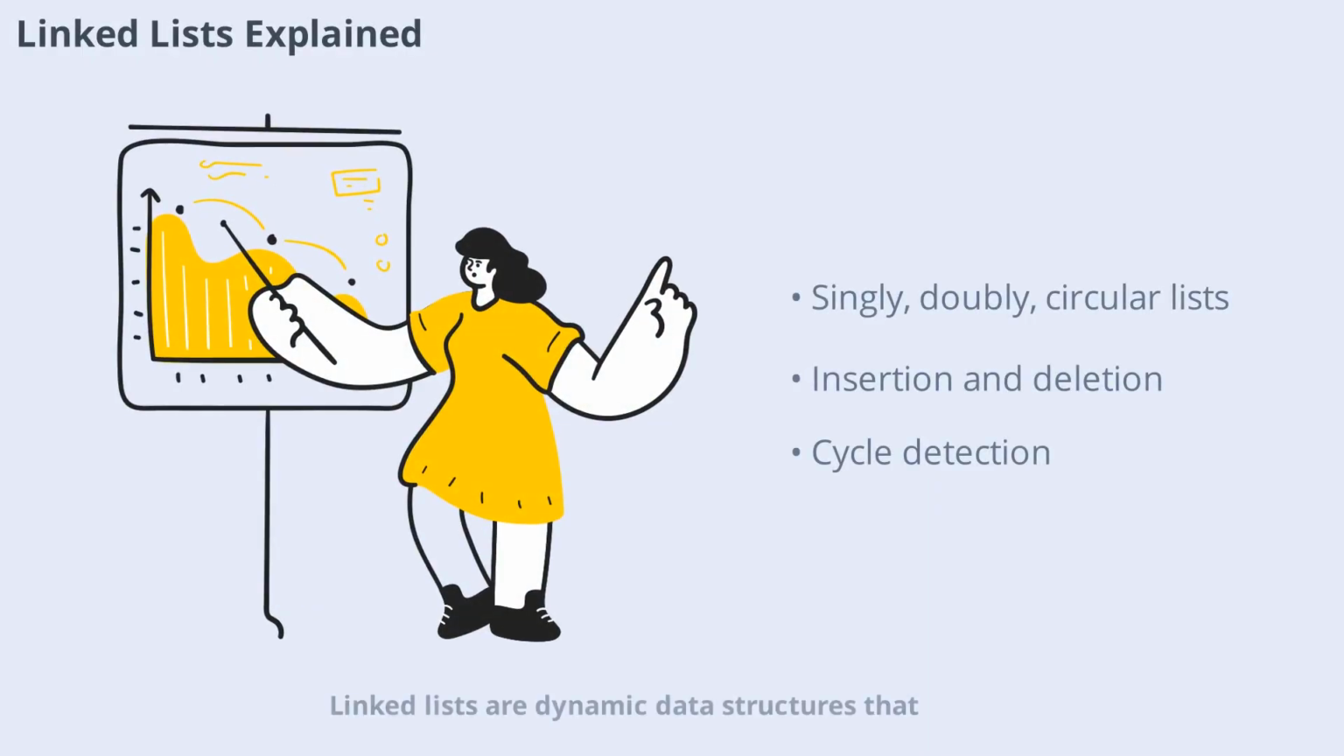Linked lists are dynamic data structures that consist of nodes connected by pointers or references. There are several types: singly linked lists, doubly linked lists, and circular linked lists. Key operations include insertion, deletion, traversal, reversal, and cycle detection using algorithms like Floyd's. Linked lists are foundational for understanding more advanced structures like stacks and queues.